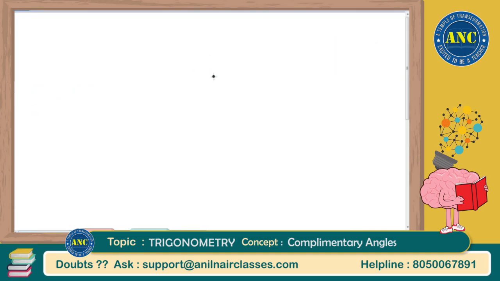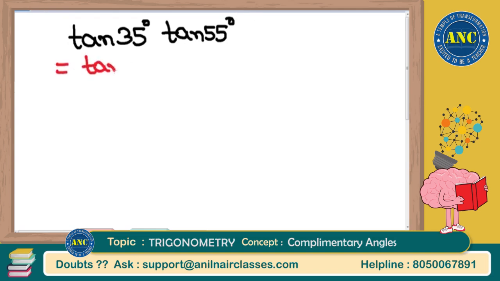See here, sir. What was the question which I gave you? Many people are answering the question as 1. Now see here. Tan 35 into tan 55. Everyone listen carefully. Just now I explained many questions of this sort. Can I say that this is nothing but tan 35 into tan of 90 minus 35?